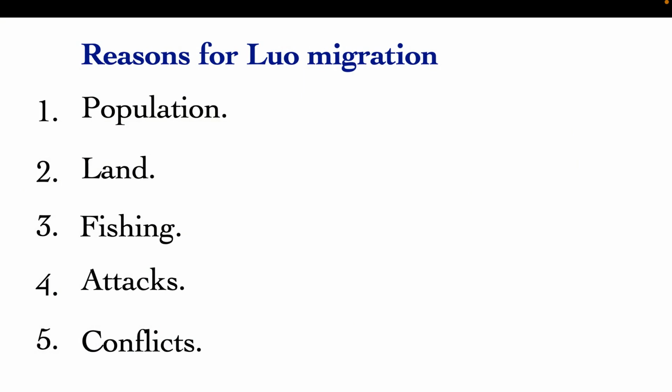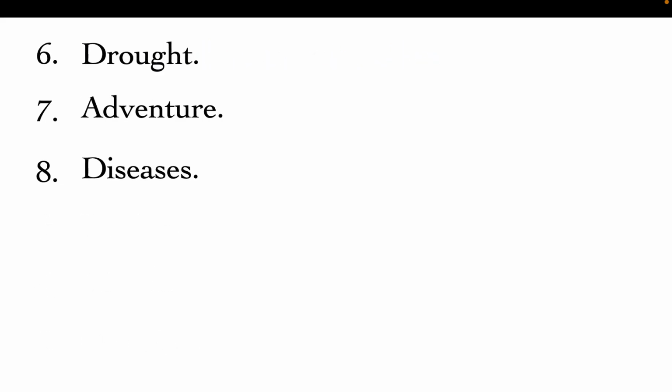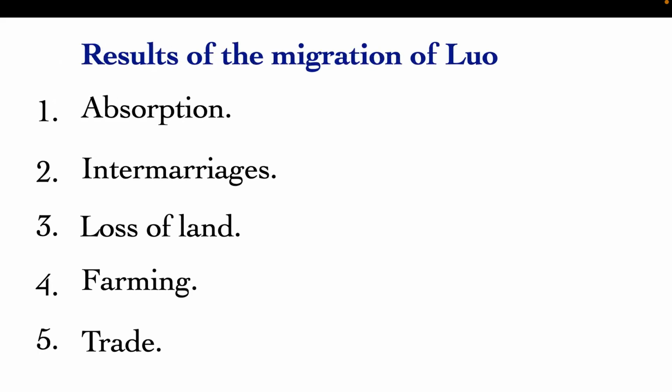Reasons for the Luo migration: population pressure, search for better land for cultivation and livestock rearing, search for fishing areas, external attacks from the Cushites, internal conflicts, need to escape from drought and famine, search for adventure, outbreak of human and animal diseases. Results of the migration and the settlement of the Luo.